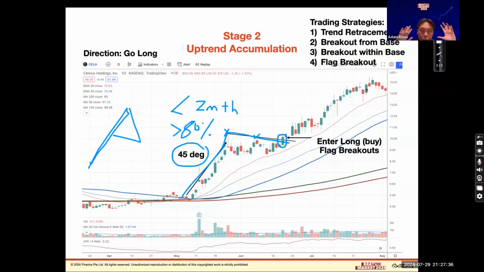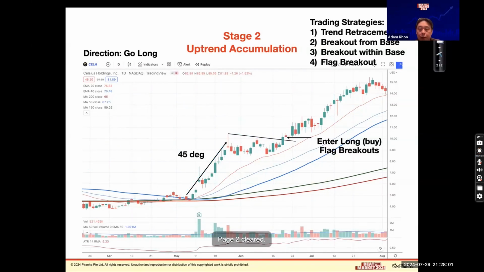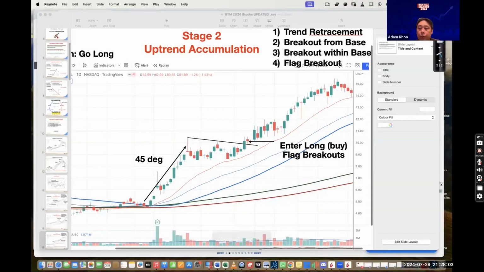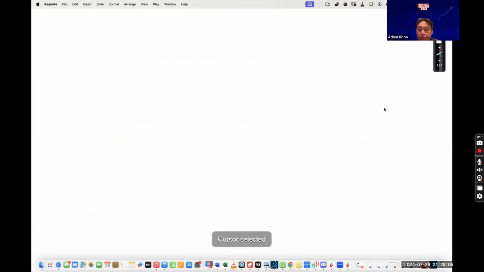Okay, so again, to summarize, in a stage 2 uptrend, there are 4 ways to buy: trend retracement, breakout from base, breakout within base, and flag breakout. Each of these entry strategies has a whole set of entry and exit rules. These are all the things we cover in the stock trading course. Let me do a quick summary by drawing. I love drawing because I think in drawing you may get a better idea.